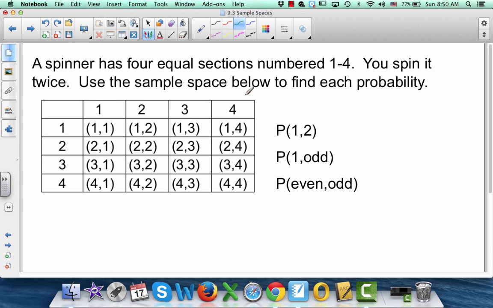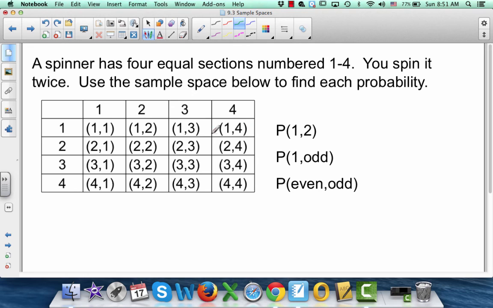Alright, a spinner has 4 equal sections numbered 1 through 4. You spin it twice. Use the sample space below to find each probability. We got 1, 2, 3, 4 as a possible outcome on the one spinner the first time, and the second time 1, 2, 3, 4. And here are our possible outcomes.